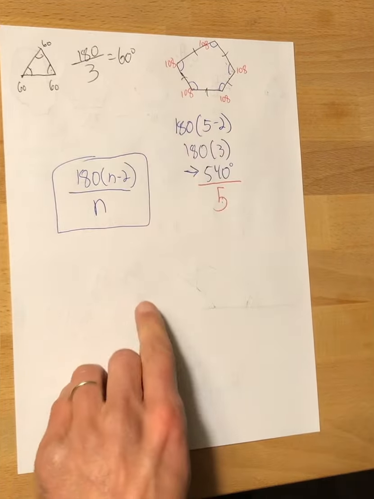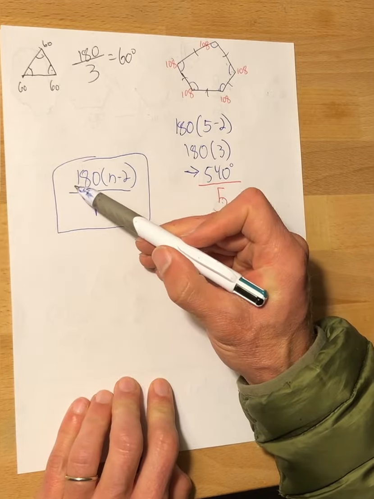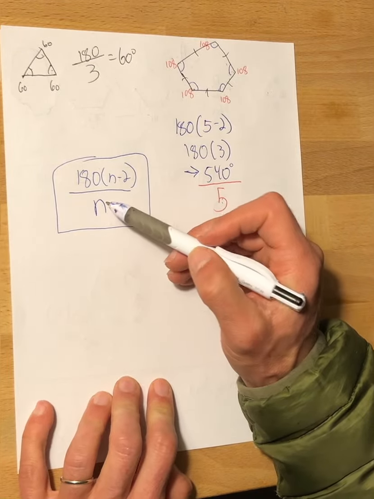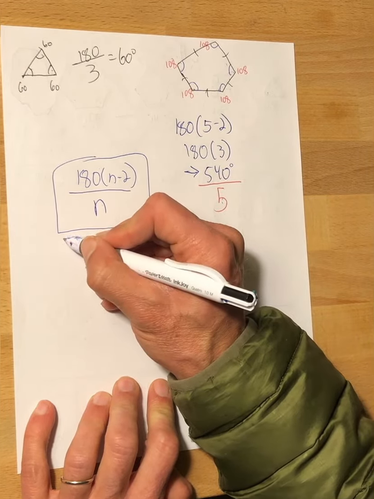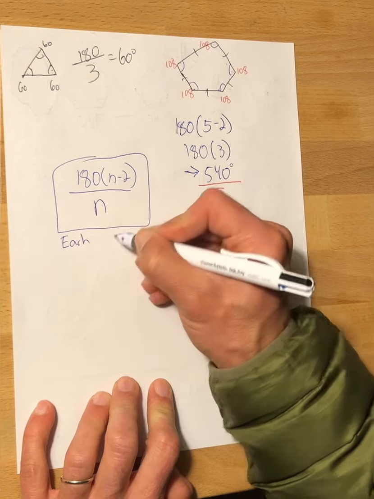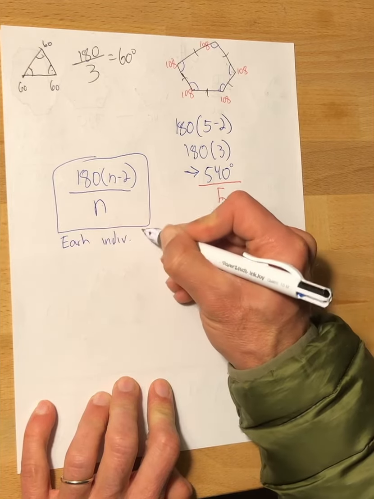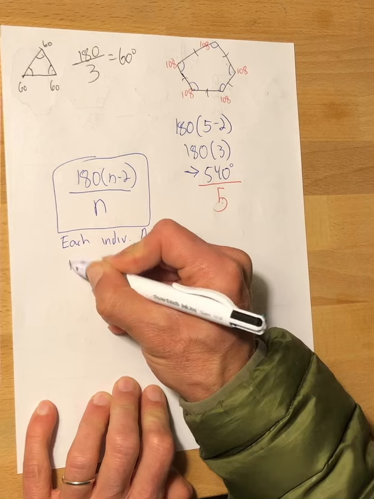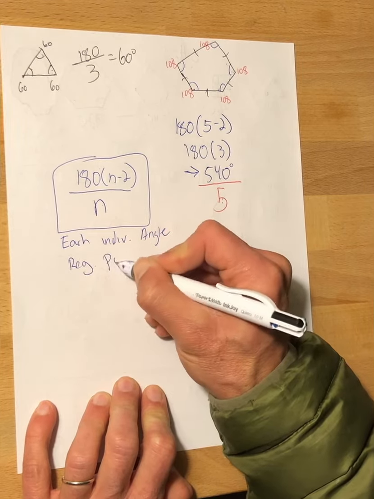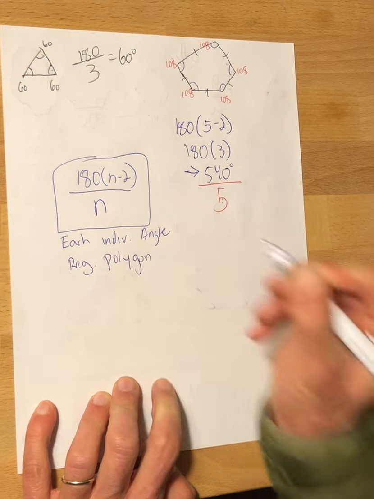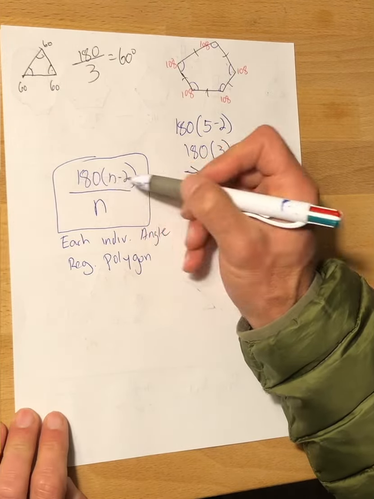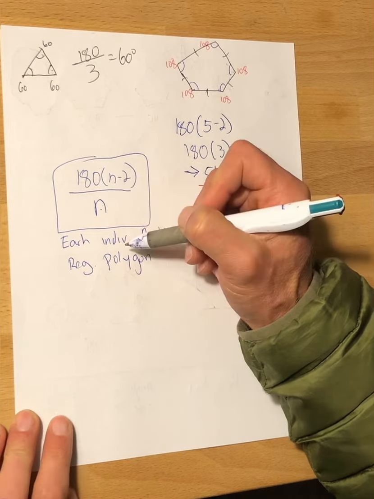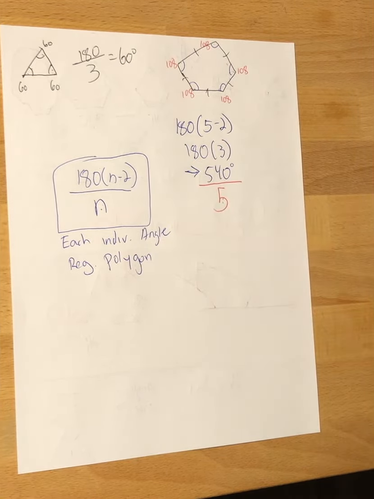Now look in your notes. You take the sum of all the angles divided by however many sides it has. This is called the formula for each individual angle of a regular polygon. You take the sum of all the angles, divide by the amount of sides. Now I'll give you a couple example questions.